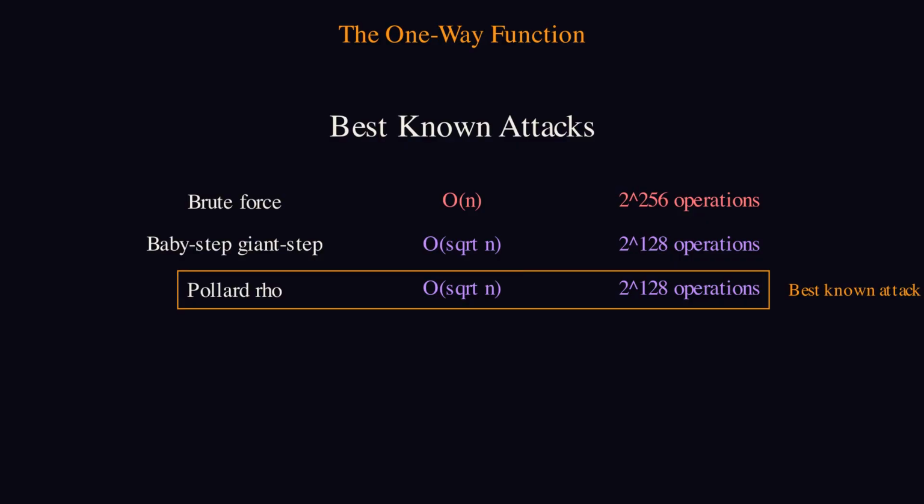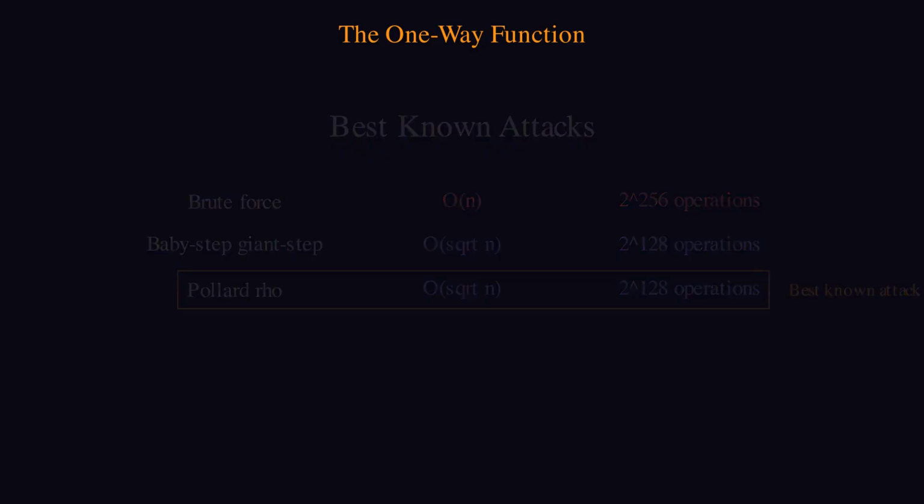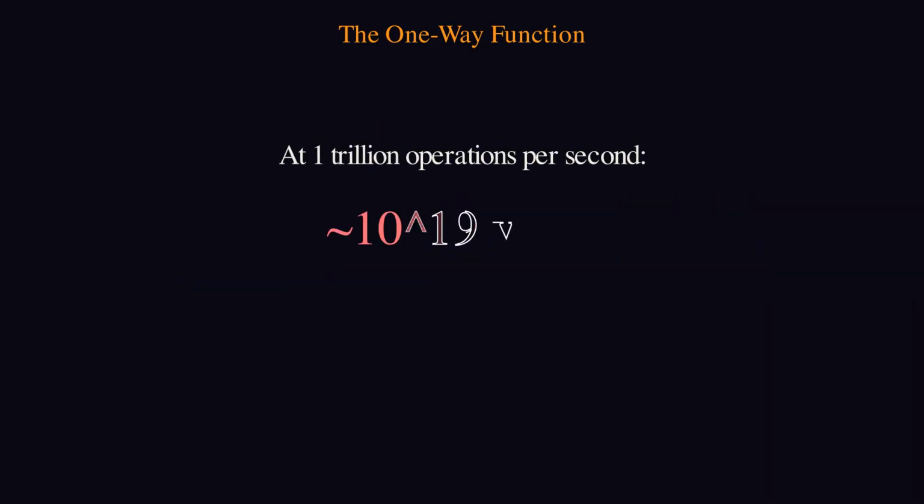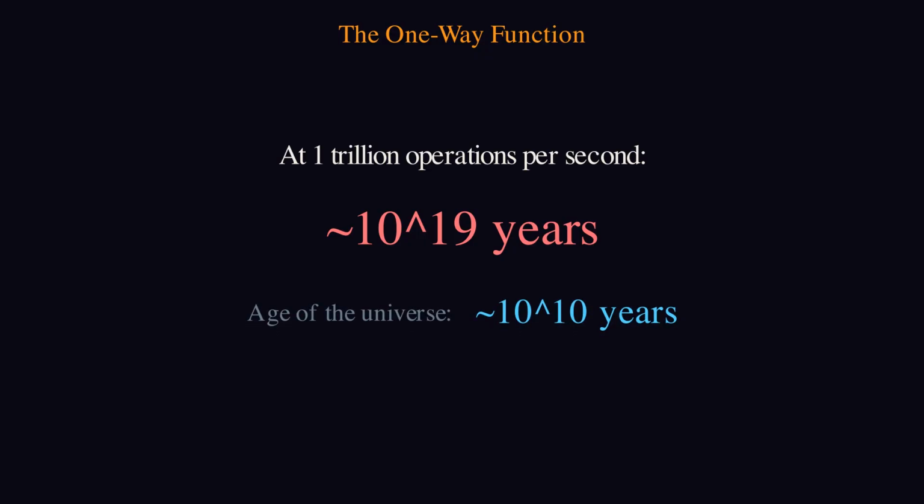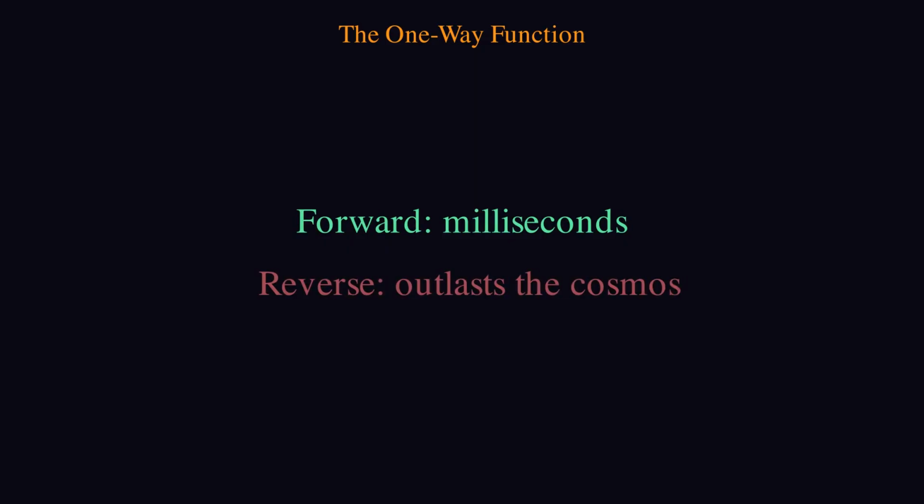Let us quantify the hardness. At 1 trillion operations per second, recovering a SECP256K1 private key would take approximately 10 to the 19th power years. The age of the universe is approximately 10 to the 10th power years. The forward direction takes milliseconds. The reverse direction outlasts the cosmos by a factor of a billion.